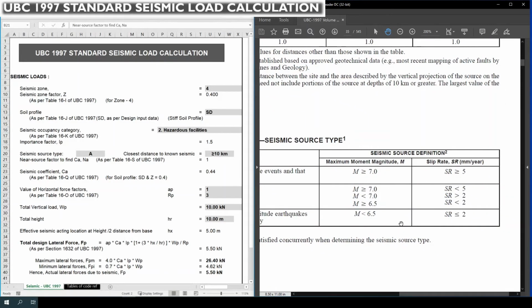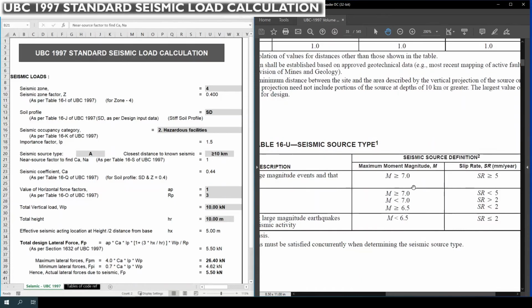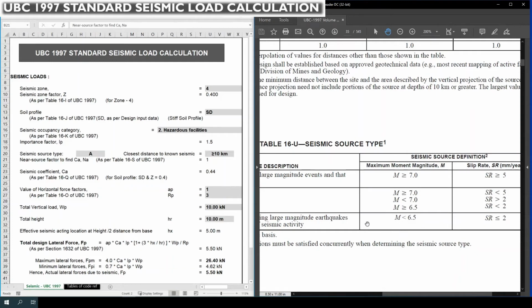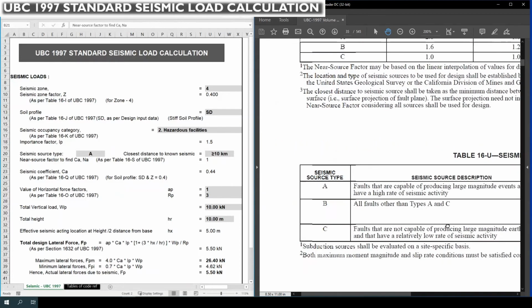In detail, you can see the maximum moment magnitude. For A, the magnitude M should be greater than or equal to 7. For source type C, magnitude should be less than 6.5. If the magnitude is in between 6.5 and 7, then it should be categorized as B source type.